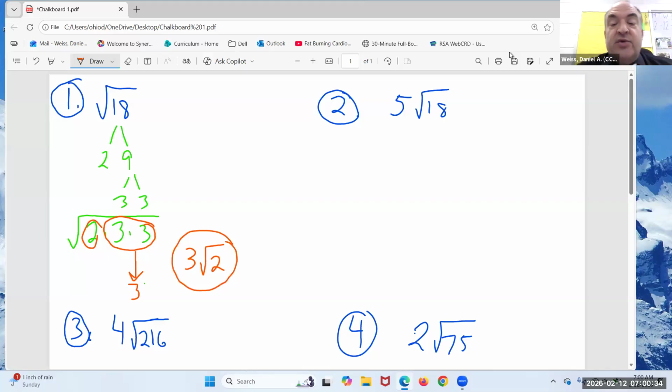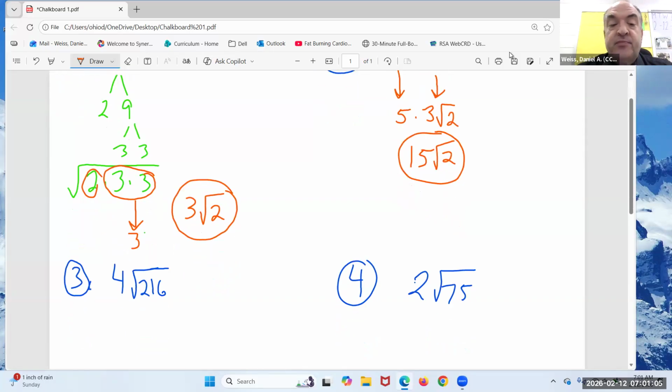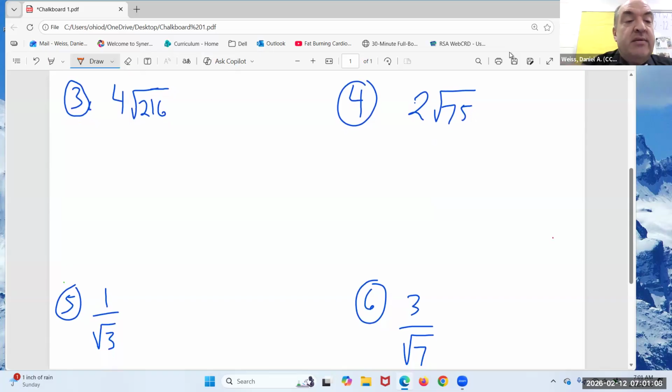Okay. So now let's look at number 2, 5 square root of 18. Now I'm going to have you recall that the square root of 18 is 3 square root of 2, right? So all you're doing with 5 square root of 18 is multiplying 5 times 3. So your answer is going to be 15 square root of 2. And you're done with that.